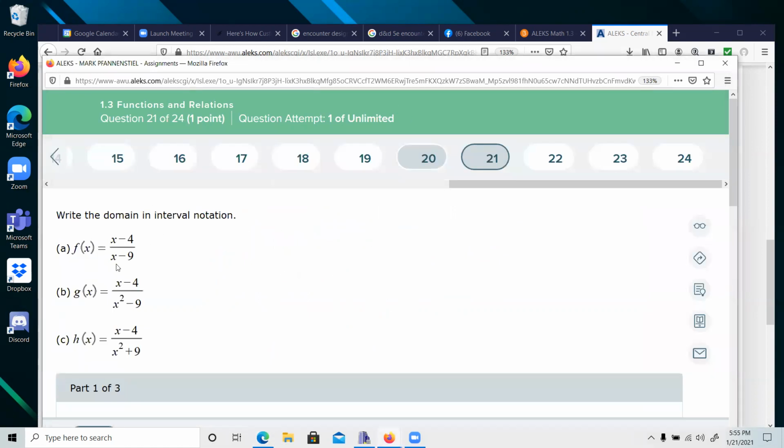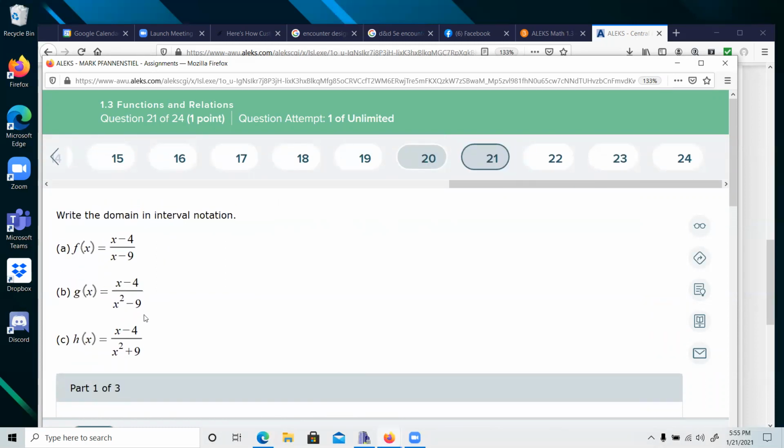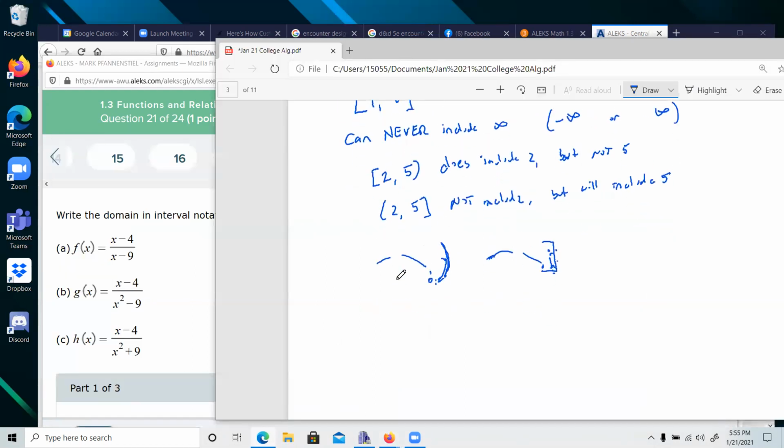So when we've got this, what we're trying to say here is, well, we've got fractions, and we really would prefer that we didn't have a 0 on the bottom. So when we're looking at problems like this, we want the bottom should not be 0.